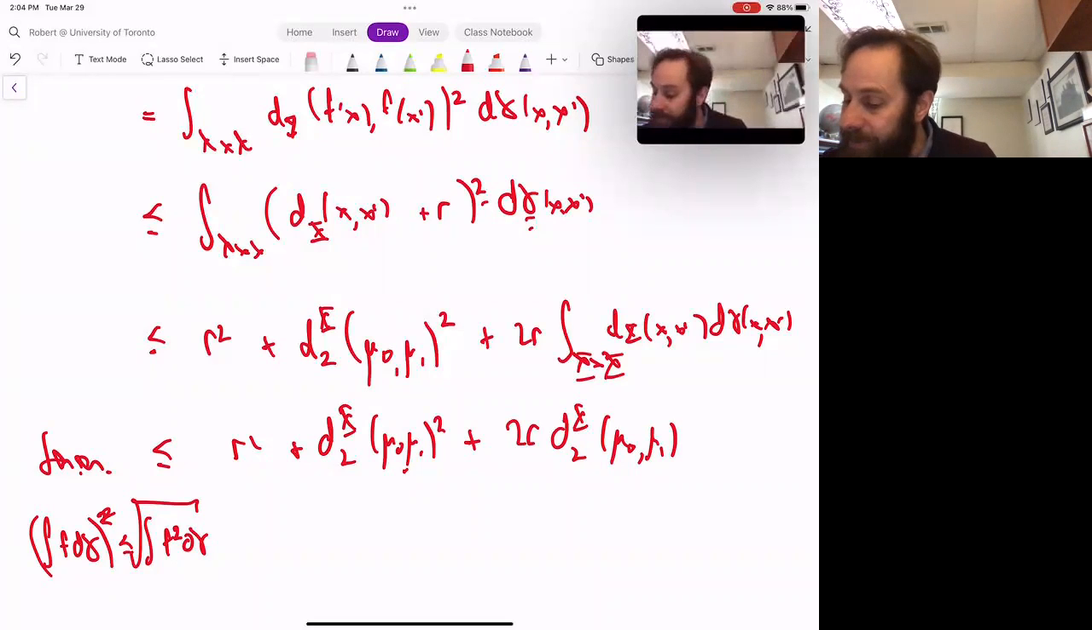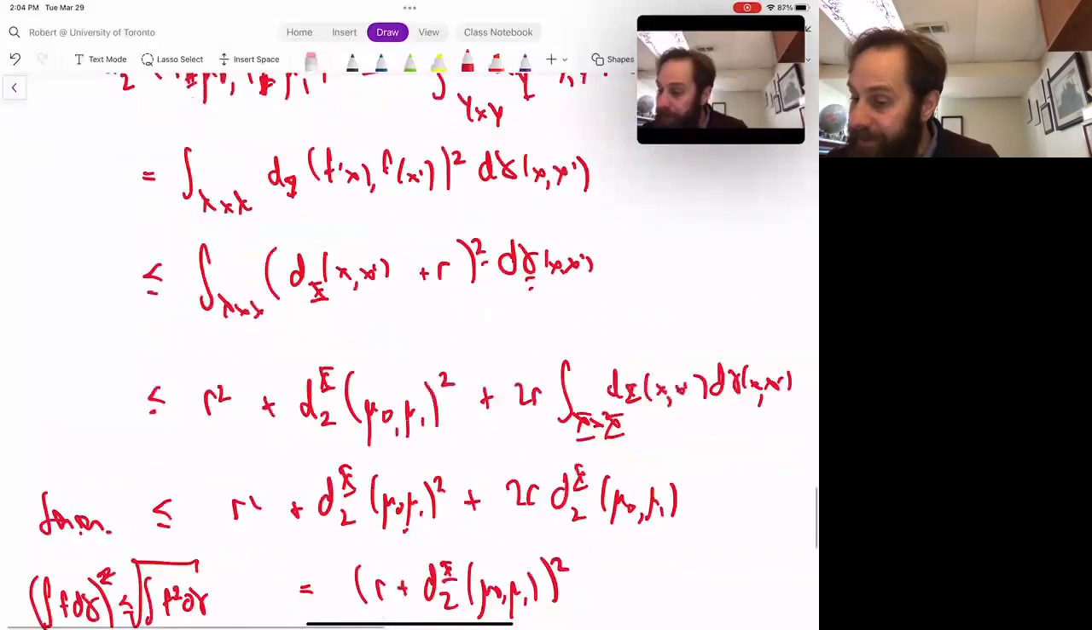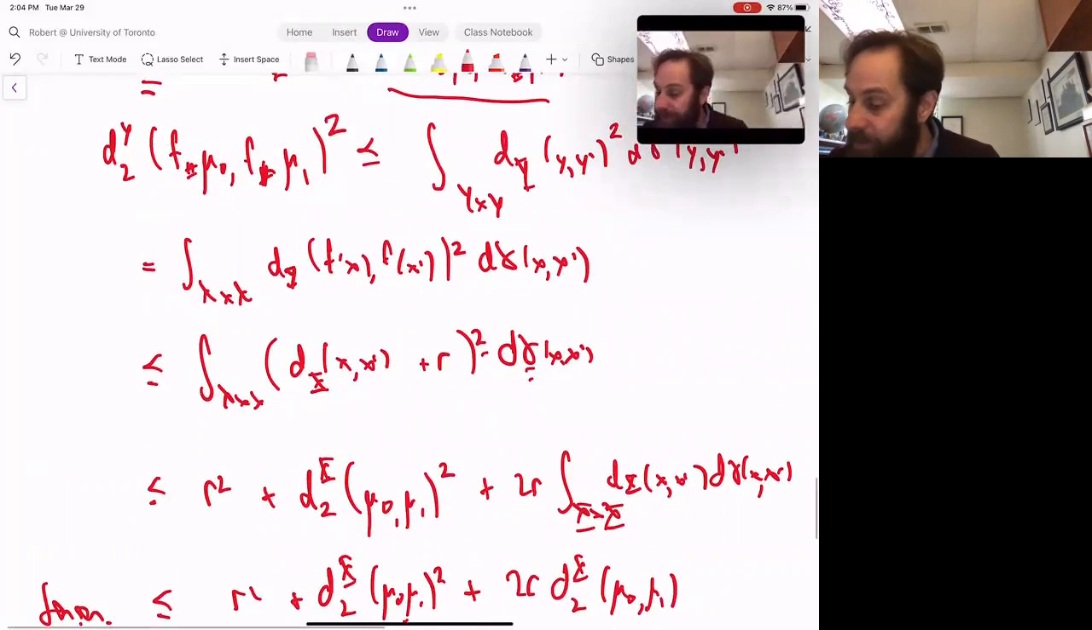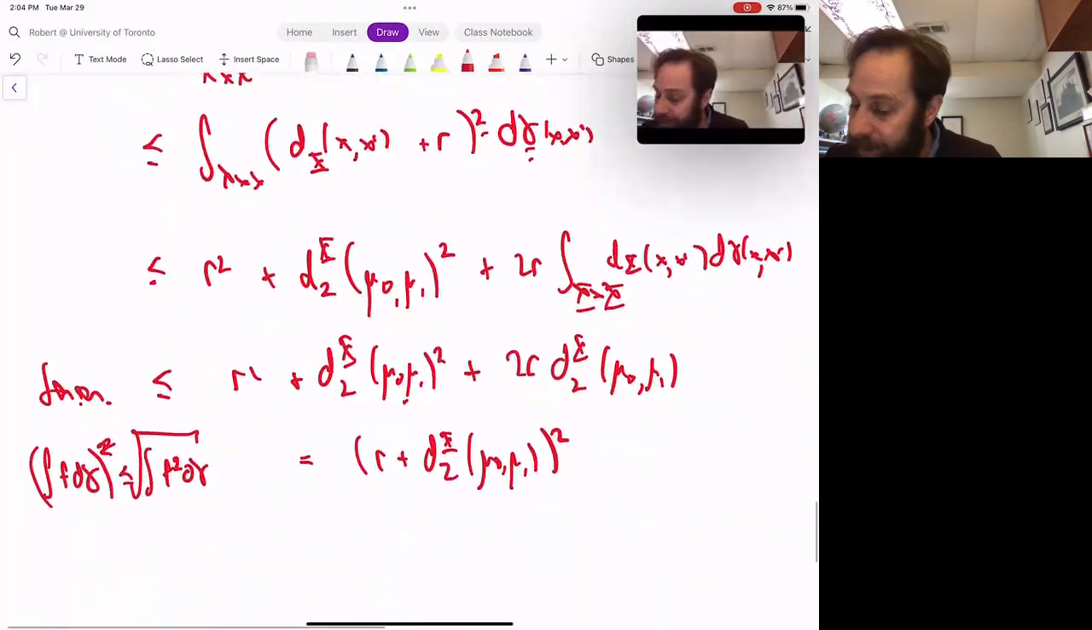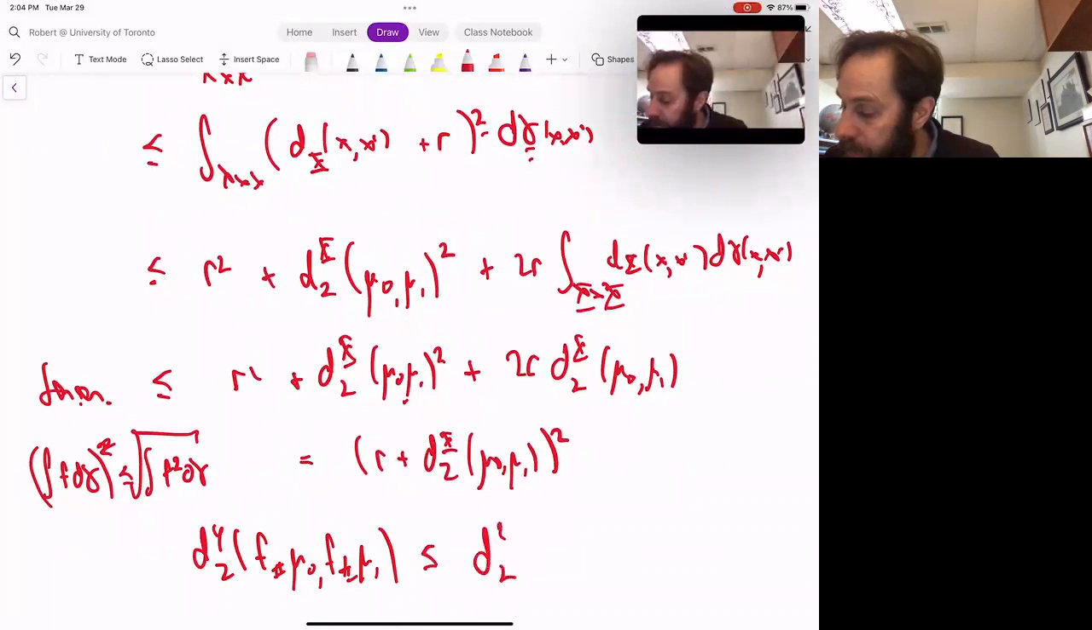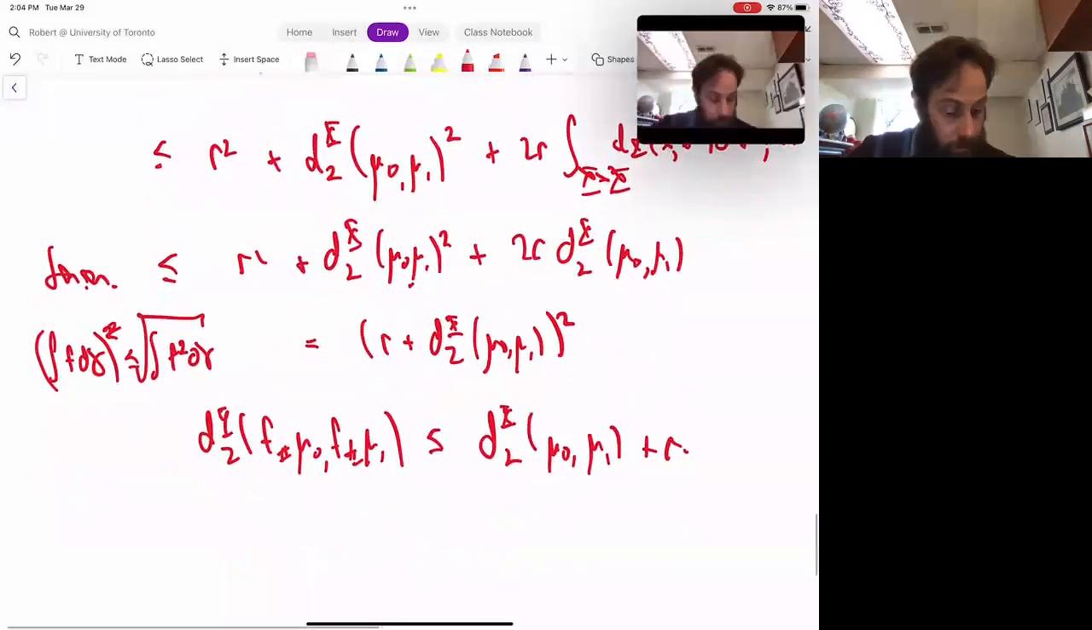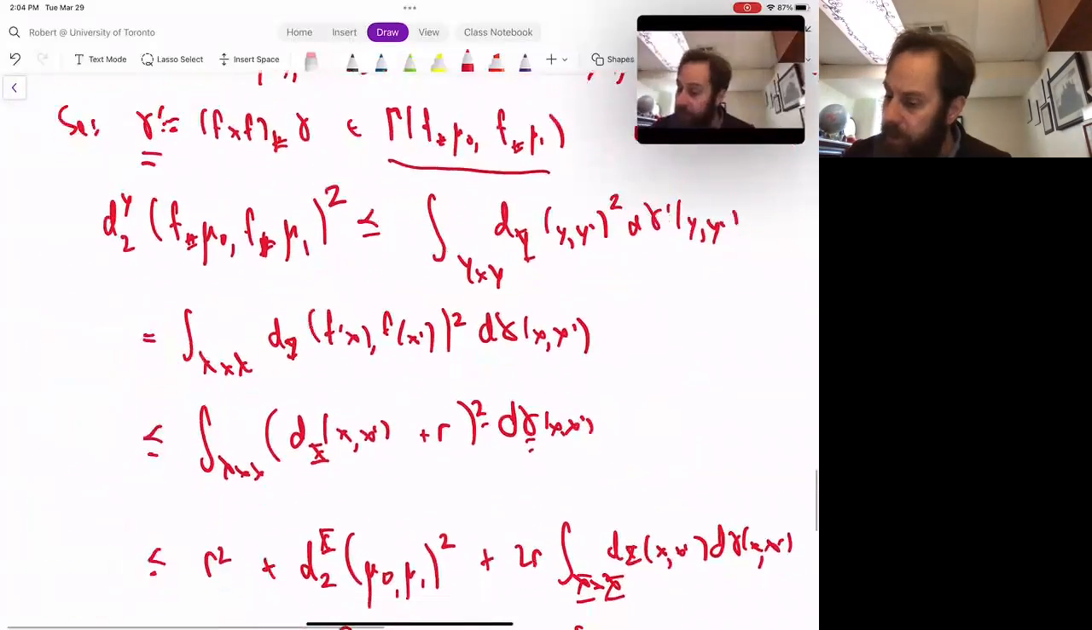And then I can collapse. So this is, again, R plus d2X(mu naught, mu 1) squared. Sorry, this should have been a square. Now finally I can take square roots and get that d2Y of the push forwards through F of these two measures is less than d2X of the original measures plus R. So that's half of what it means.